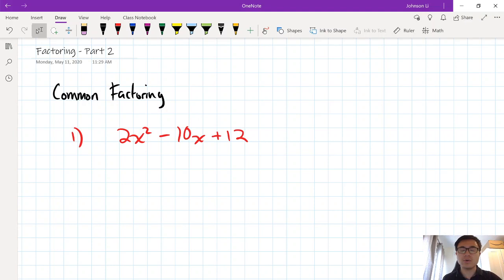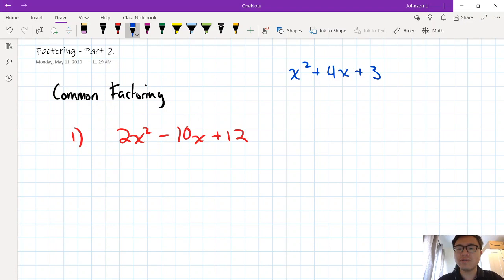Okay, so from the last lesson, we talked about factoring with respect to trinomials which don't really have a number in front. So an example of that would be the one that I would be writing right here.